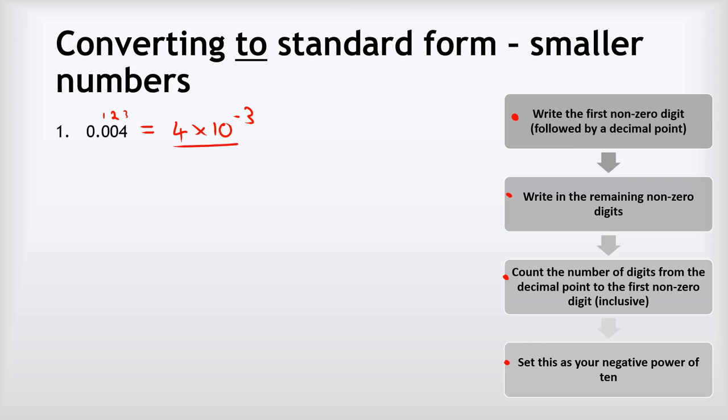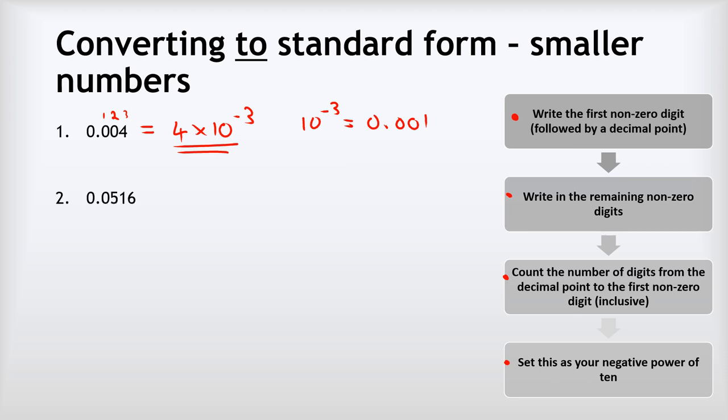Again, let's do our little sense check. So 10 to the power of negative 3 is 0.001. So we should be expecting an answer in the thousandths. And that is exactly what we've got here.